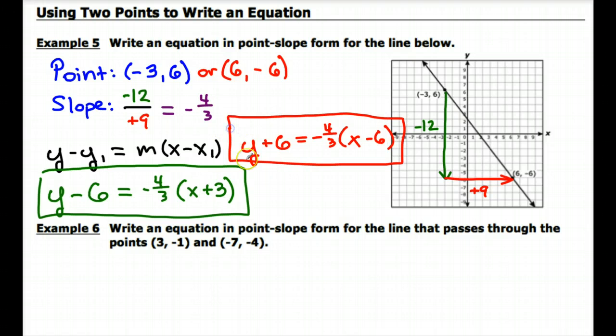Whenever you're writing equations in point-slope form, a lot of times your answer is going to look different from your neighbor's based on which point you choose to plug in.